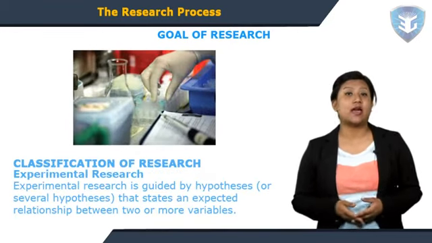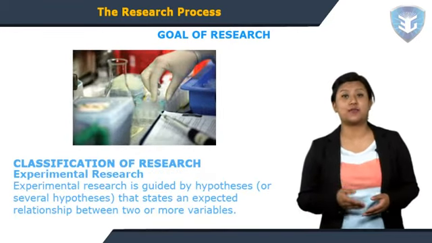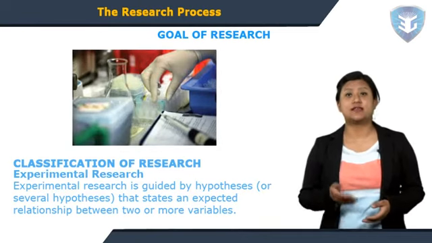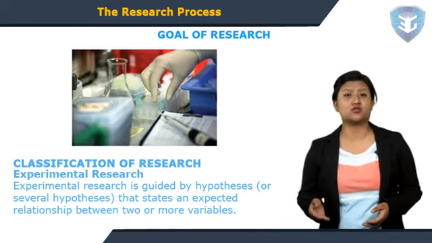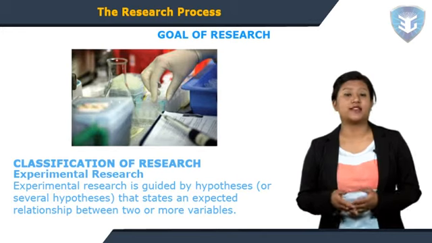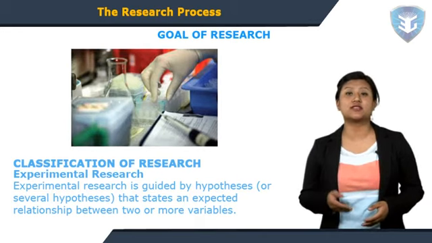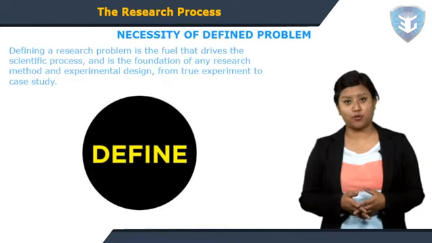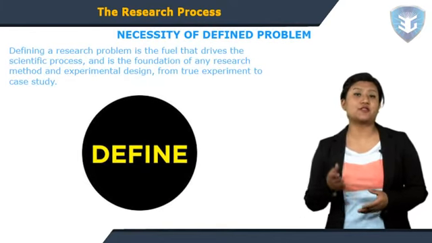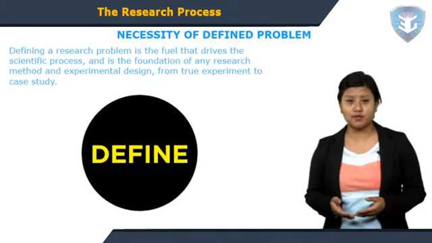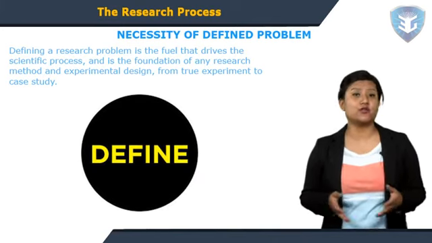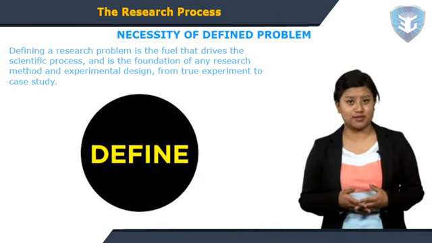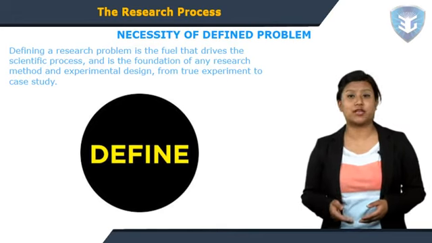Experimental research. Experimental research is guided by a hypothesis or several hypotheses that state an expected relationship between two or more variables. An experiment is conducted to support or disconfirm this experimental hypothesis. The necessity of a defined problem. Defining a research problem is the fuel that drives the scientific process and is the foundation of any research method and experimental design, from true experiment to case study.